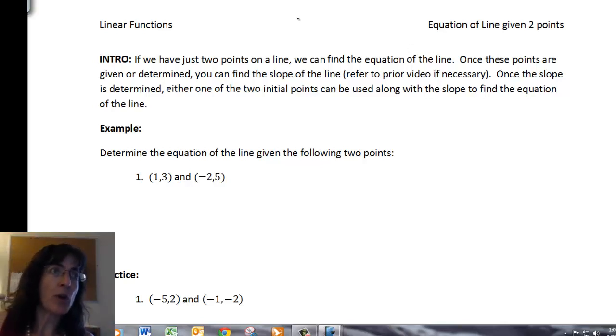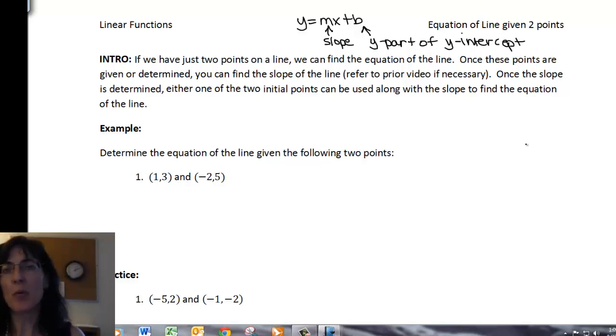Remember, with our y equals mx plus b form, we had to have the slope and we had to have the y part of the y-intercept. And using this formula won't work unless you have both of those things. You have to have the slope and you have to have the y part of the y-intercept. If you don't know either one or both of those, you can't use this formula yet.